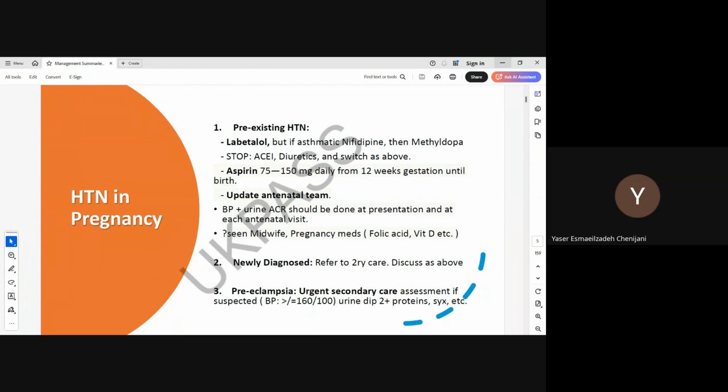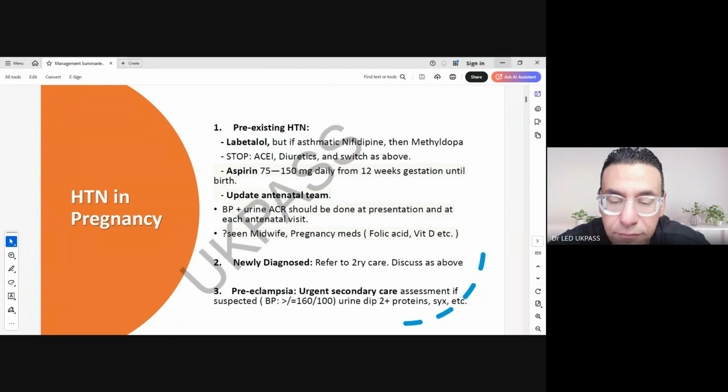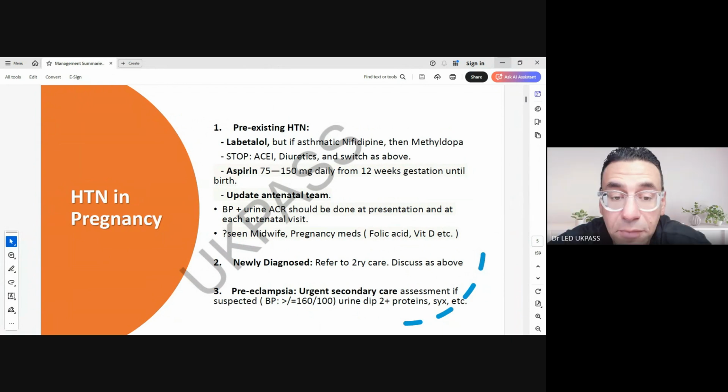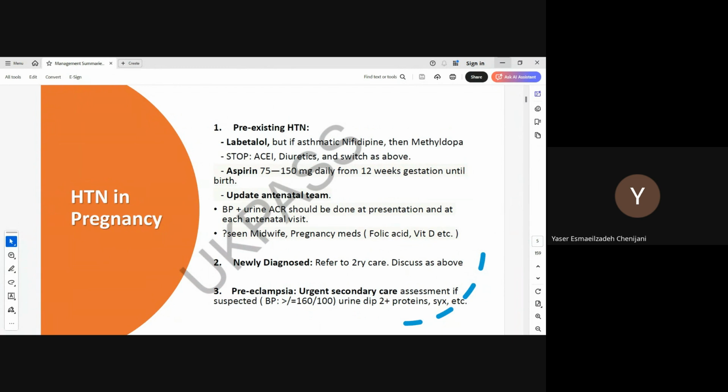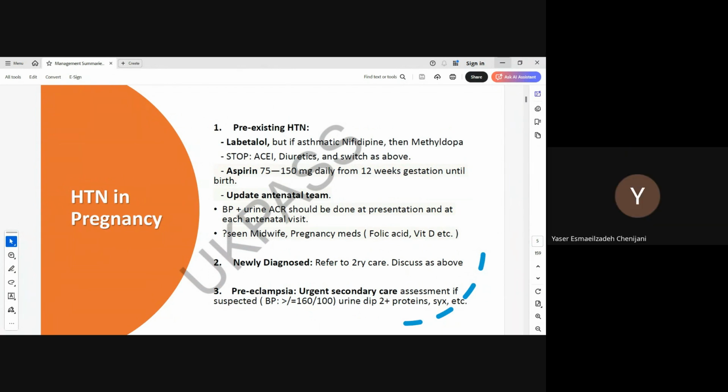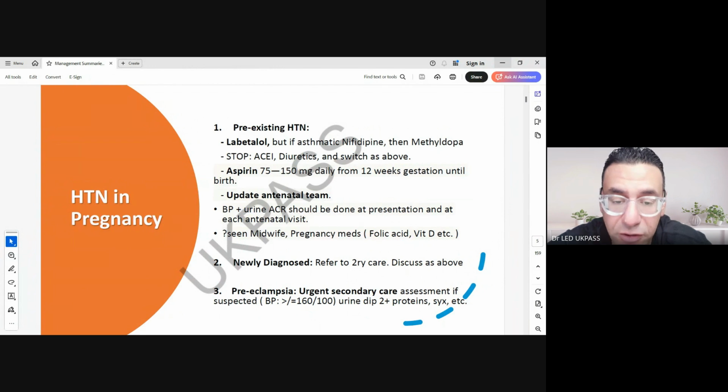I just wanted to ask about the pre-existing hypertension you mentioned. Can we start the medications when we detect this high blood pressure? Can we start labetalol for the patient and aspirin? Pre-existing hypertension, do you mean, Dr. Yasser? Yes, pre-existing hypertension. Yes, of course you can start. You need to start the patient if it's pre-existing. We don't need to refer from primary care. This is what we've mentioned, yes.